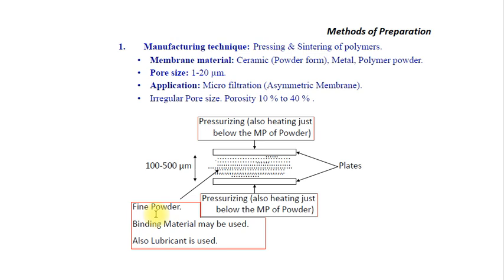Okay, so this is a method to create a membrane, but the membrane has quite an irregular pore size. The pore size cannot be maintained very precisely in this process, and in fact the porosity is also very low. 10 to 40% porosity is considered a lower porosity.